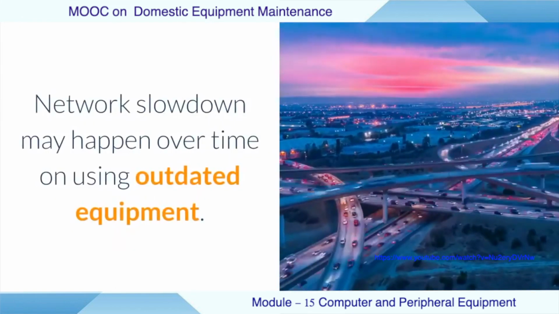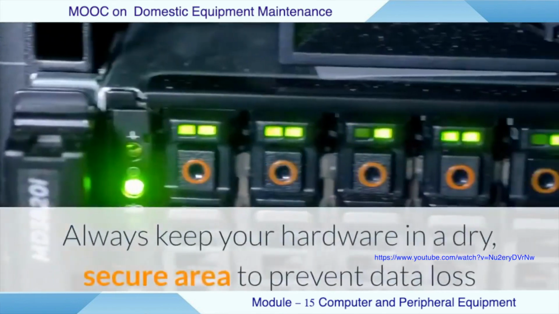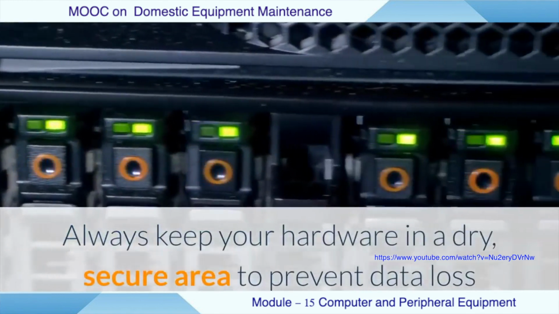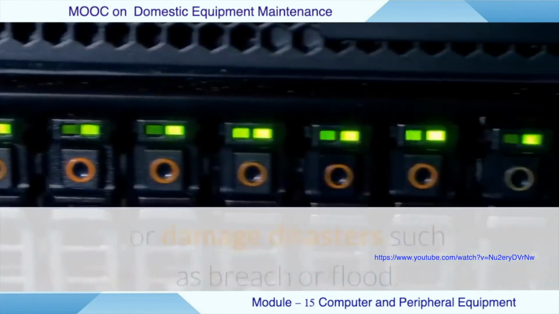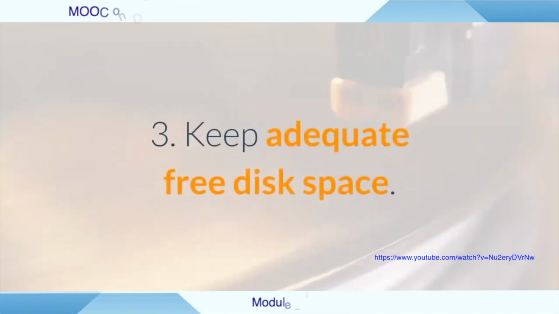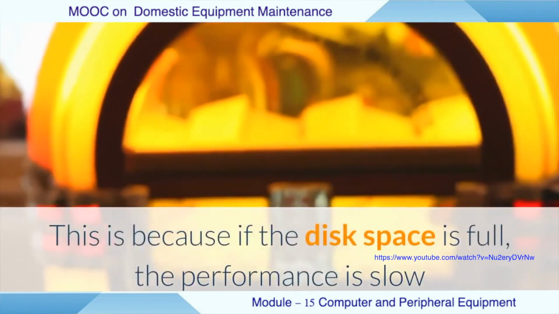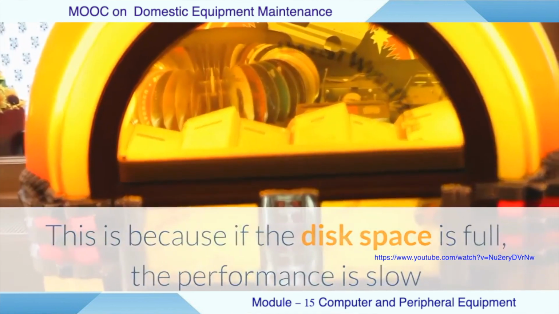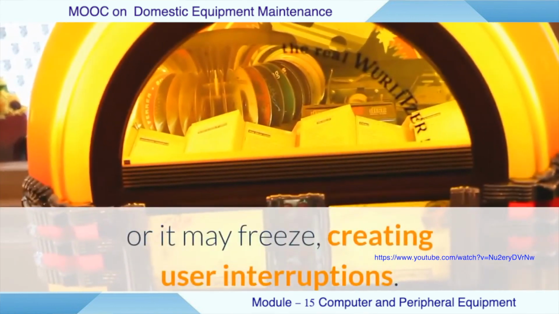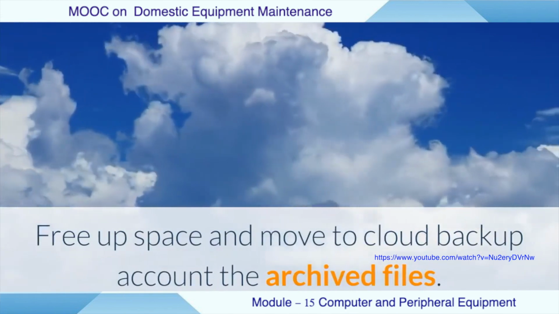Network slowdown may happen over time when using outdated equipment. Always keep your hardware in a dry, secure area to prevent data loss or damage from disasters such as a breach or flood. 3. Keep adequate free disk space. This is because if the disk space is full, the performance is slow or it may freeze, creating user interruptions. Free up space and move archived files to a cloud backup account.